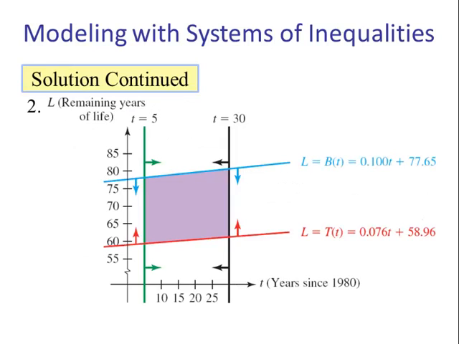Number 2, this is our graph. Here's t ≥ 5. Here t ≤ 30. It's going back this way. So we have these two boundaries. Here we have B(t), and it's less than, so that's going to go down below the line. And then we have T(t), and we want greater than or equal to, so that's going to go up. So we have this quadrilateral here, and that is our solution set. All the xy points in this area satisfy the system, making all 4 inequalities true.